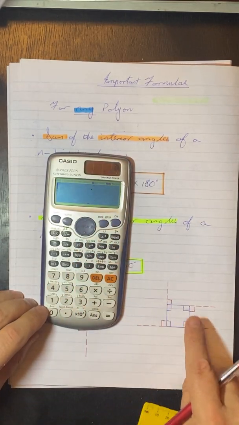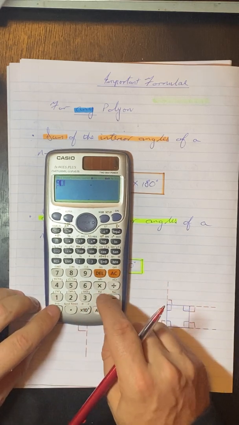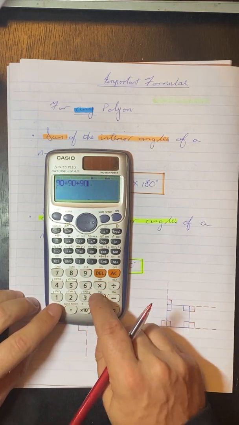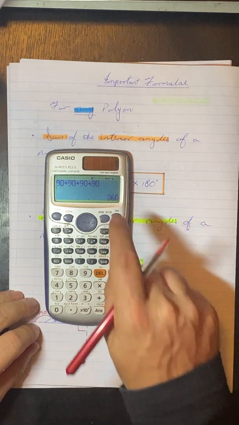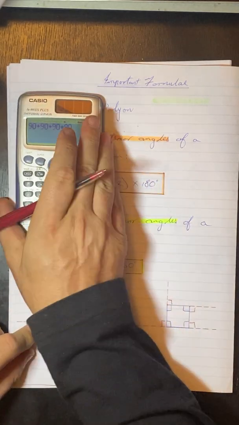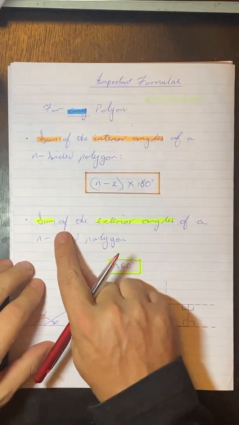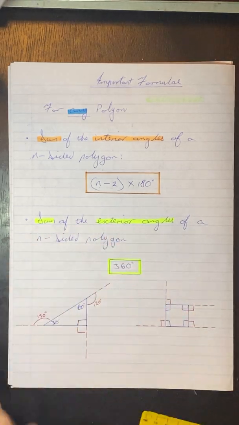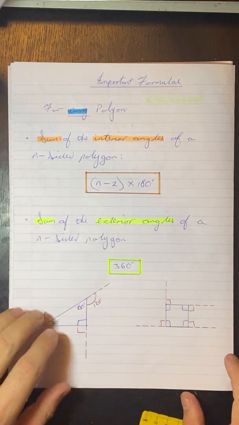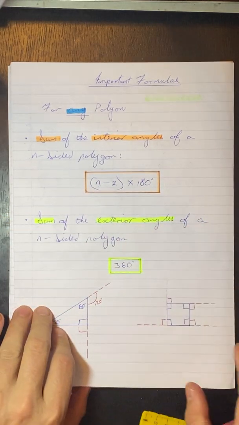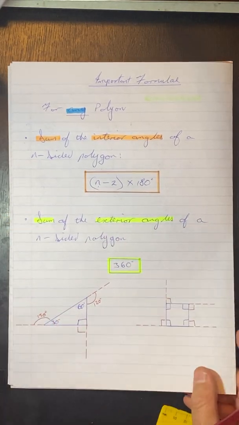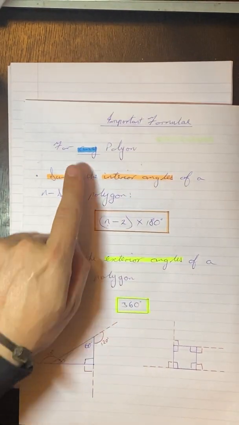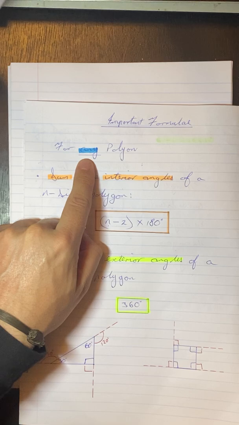So I'm only adding the exterior angles. So 90 plus 90 plus 90 plus 90, and we get 360. Okay. So for any polygon, the sum of the exterior angles of an n-sided polygon is 360. And the sum of the interior angles is n minus 2 times 180. All right, so just keep that in mind, grade 9s. This is for any polygon, regular and irregular.